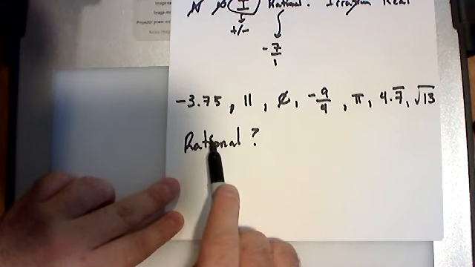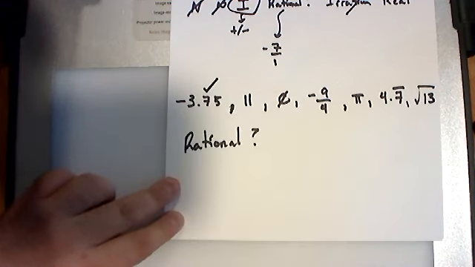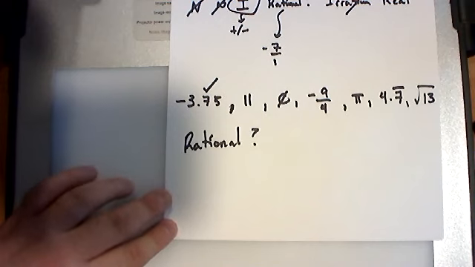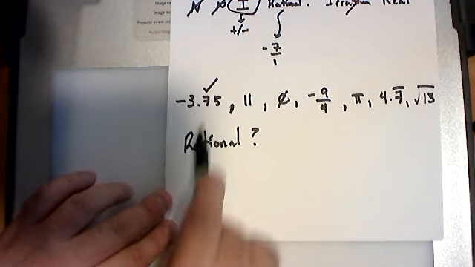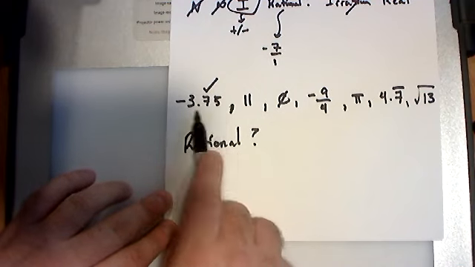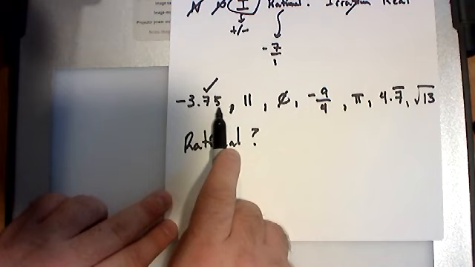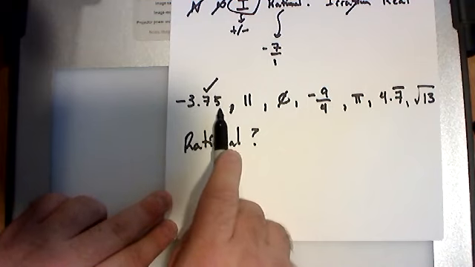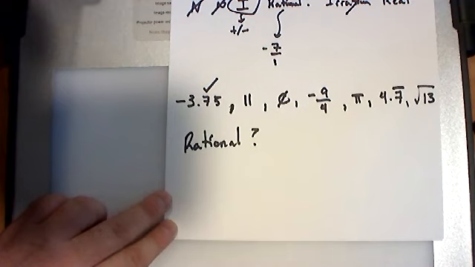-3.75, is that a rational number? Yes. Now think about why. There's two reasons. Well, there's only one reason, but you can get there two different ways. For one, I told you: any decimal that stops, terminates, 3.75, negative, positive, doesn't matter. 3.75, it ended, so it's rational, just simply by that argument.